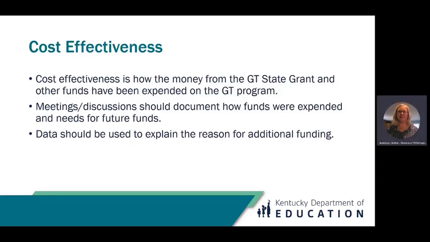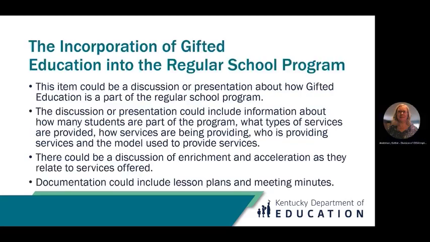Cost effectiveness. This is another item which must be addressed as part of the program evaluation. For this item, it would be good to schedule time with the finance administrator to get a copy of the GT Munis report. The report could be reviewed with supervisors and the GT committee. Discussions could involve how the money was spent or other funds needed to address the needs of the program and any other important topics.